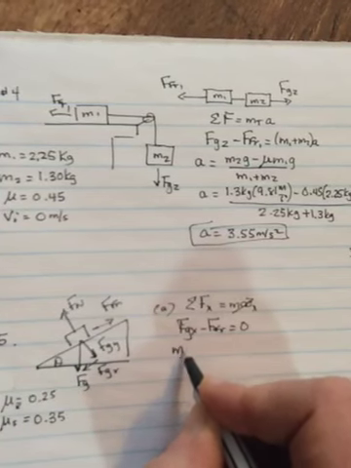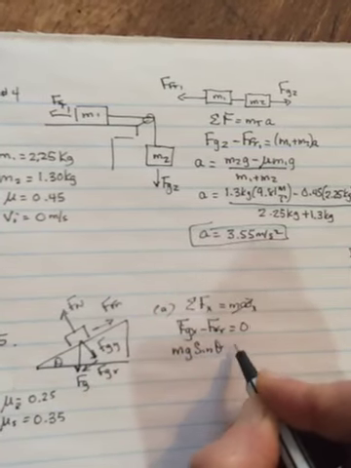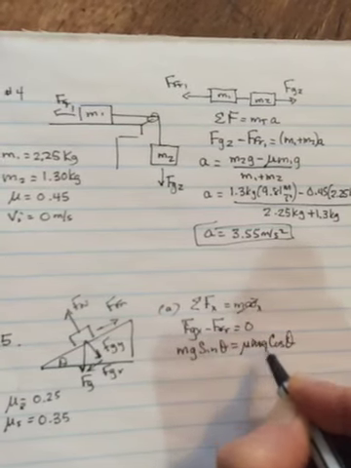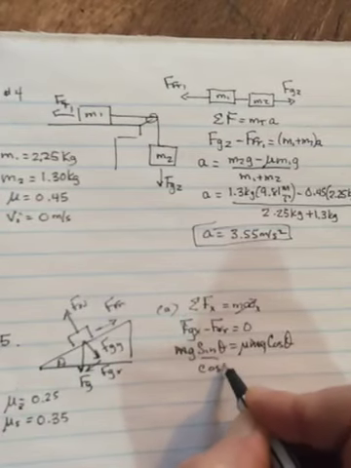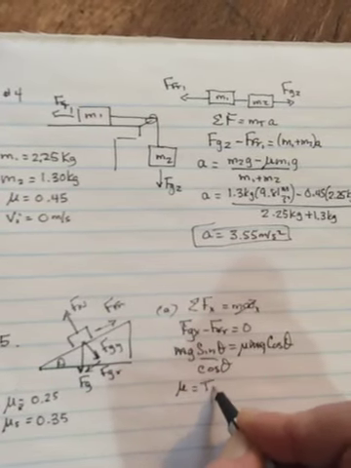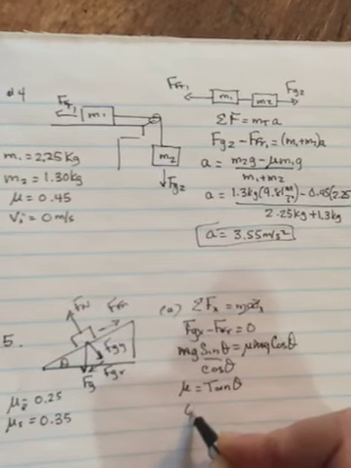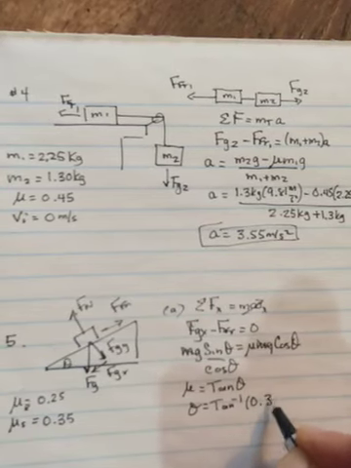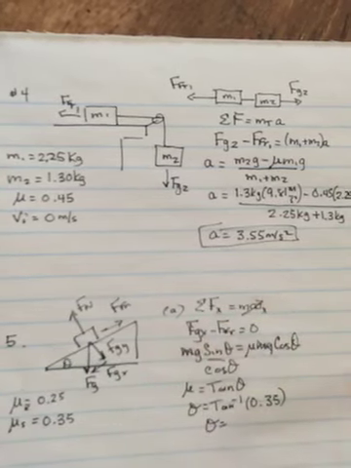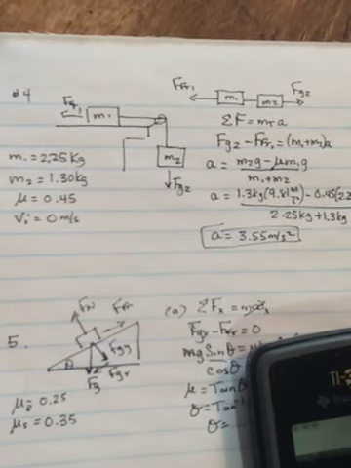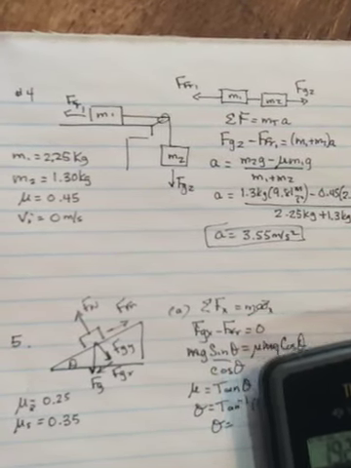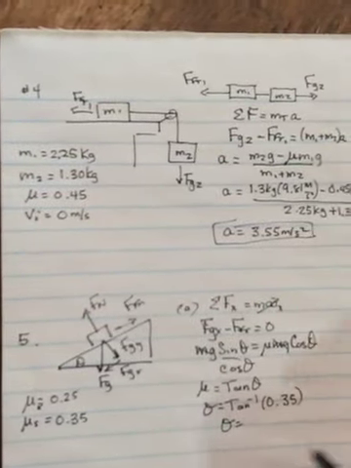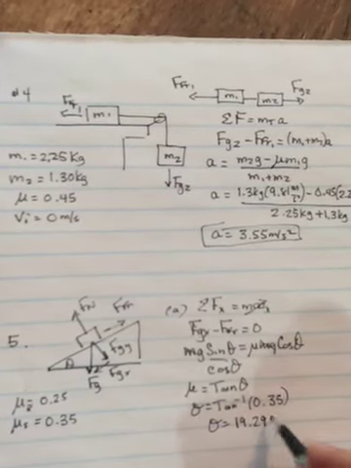And so FGX is mg sine theta equal to friction, which is mu mg cos theta. The mg's will cancel, divide both sides by cos, and you'll have mu is equal to tan theta. So theta will equal the inverse tan of, and it has to be the static one because it's just about to move, so inverse tan of 0.35 is 19.29 degrees. That's part A.